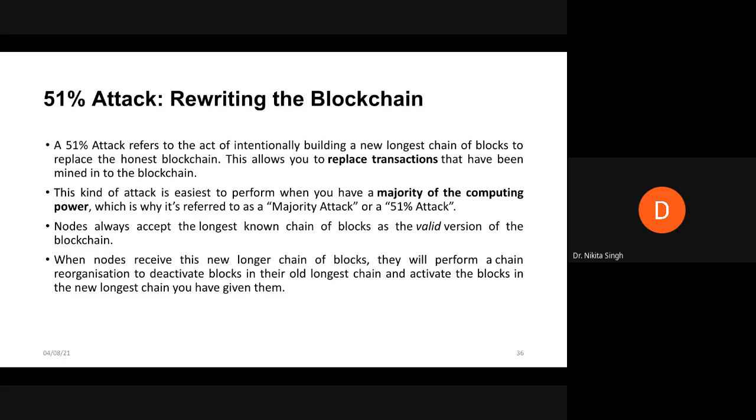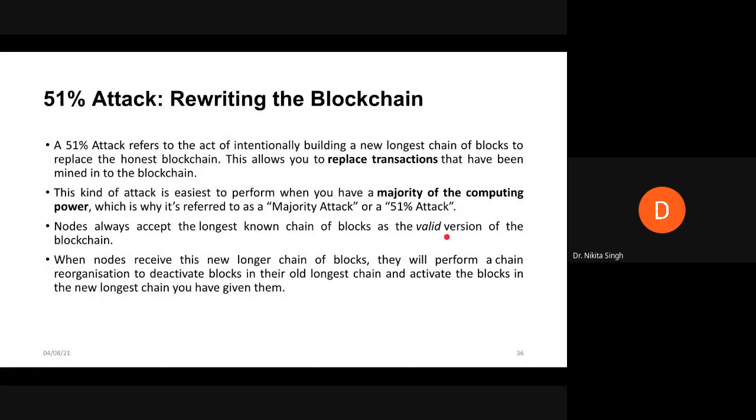So a 51% attack refers to the act of intentionally building a new longest chain and you are replacing the honest chain, that is the valid chain. So I'm saying that if you control 51% of the computing power, or the majority of the computing power on the network, you are building a new long chain that is replacing the honest chain, because your protocol requires you to accept the longest chain as the valid version of the Bitcoin blockchain.